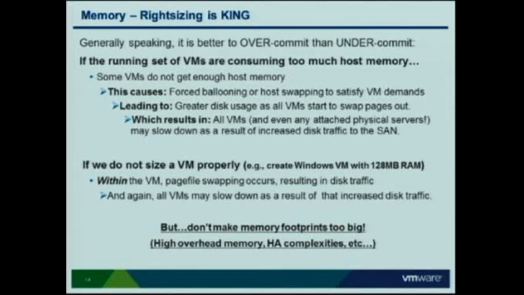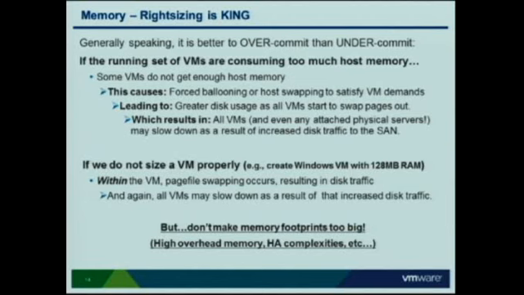The idea is that all of your VMs, and even any attached physical servers that you might have, start to slow down as a result of the increased disk traffic going out to your SAN, because all these VMs are now pulling memory out of their vswap files. They're going to your SAN to get their memory. So now regular IOs are having to contend with memory IOs out to that SAN, and it slows everybody down. And depending upon your SAN, this could even be your physical servers getting the slowdown as well.